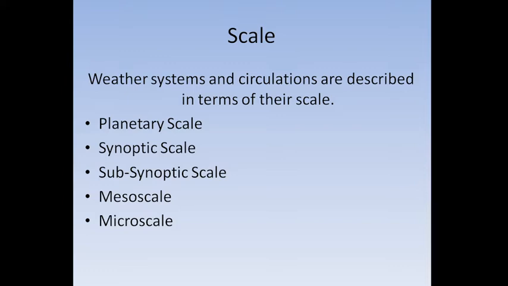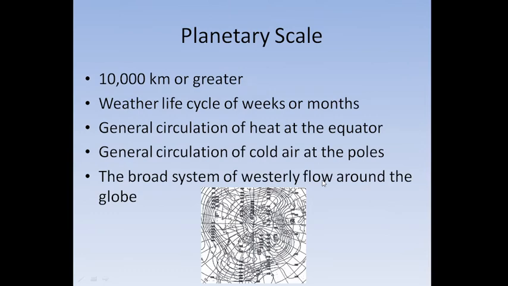Alright, so our weather system scales, when we measure, are the planetary scale, synoptic scale, sub-synoptic scale, mesoscale, and microscale. Okay, so the planetary scale is 10,000 kilometers or greater. Pretty much, this is mapped down there as a picture of the northern hemisphere. It's hard to tell.